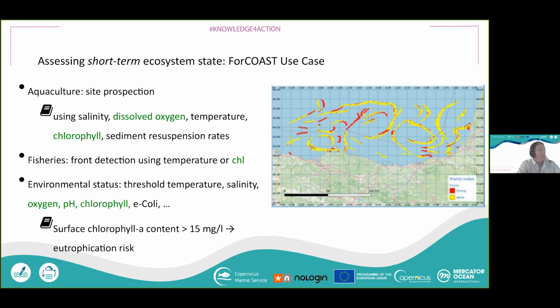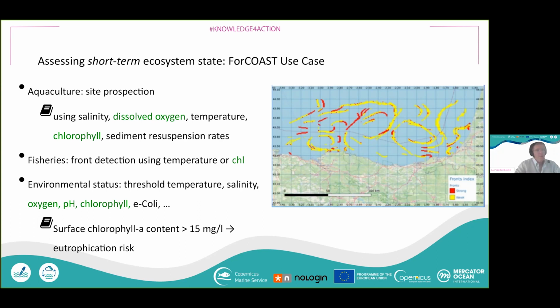It's well known that fish tend to live in the areas which are called fronts, which are areas between different water masses of different temperature or different biogeochemical state. For example, one water mass with a lot of chlorophyll, another water mass with very little chlorophyll. So the idea here is to use again the models to detect these fronts and indicate to fishers where is the optimal place to go and start fishing.